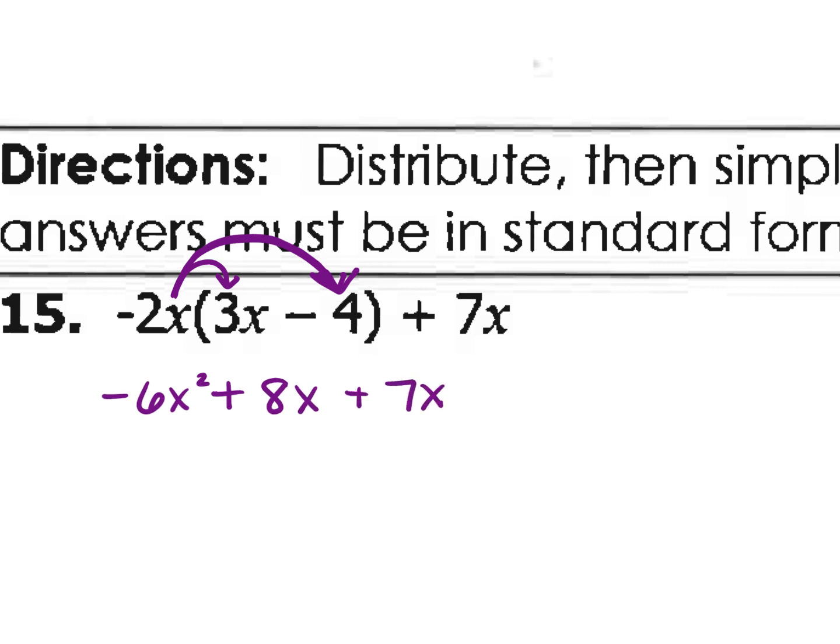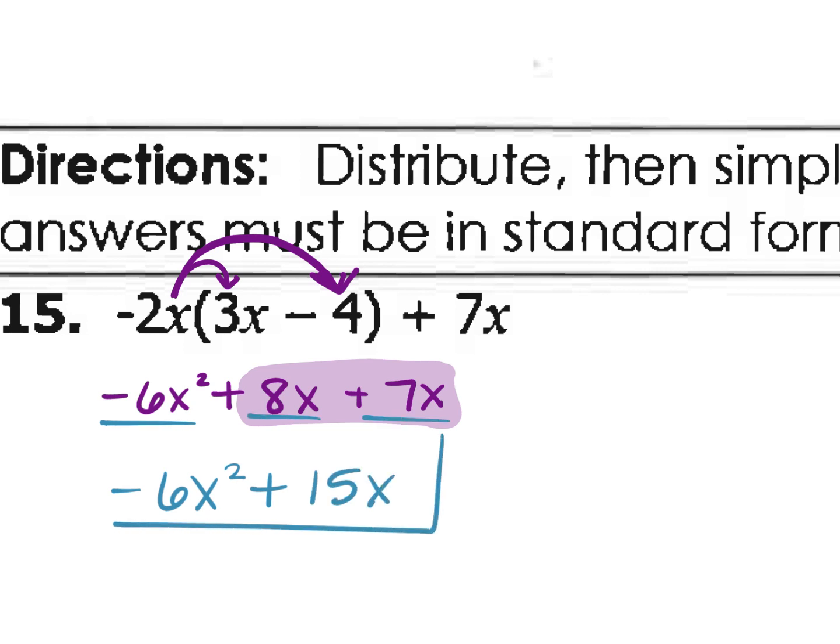So once it's all addition and subtraction like this, then you can start to combine. Which of those things can you combine? The 8x and the 7x. Only the things that are like terms, okay? They have to have the same exponent, not the same letter, same exponent to that letter. They do have to have the same letter too. So this would be a negative 6x squared plus 8x plus 7x is 15x. Okay?